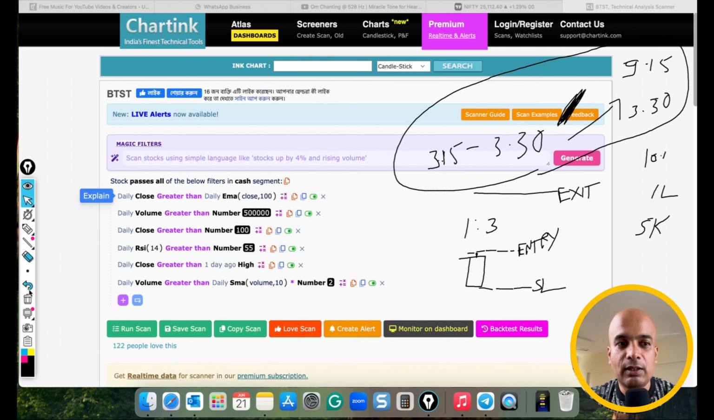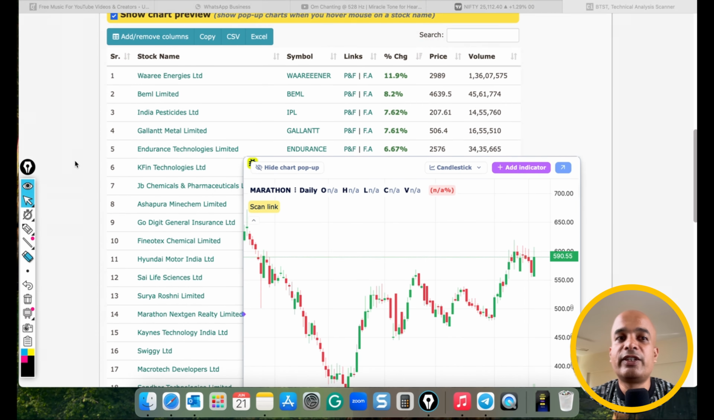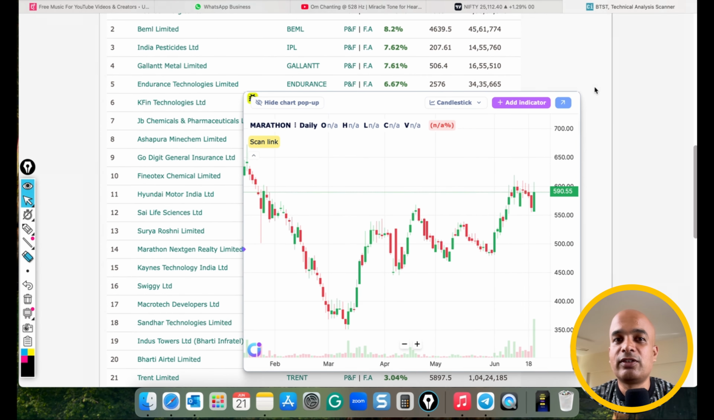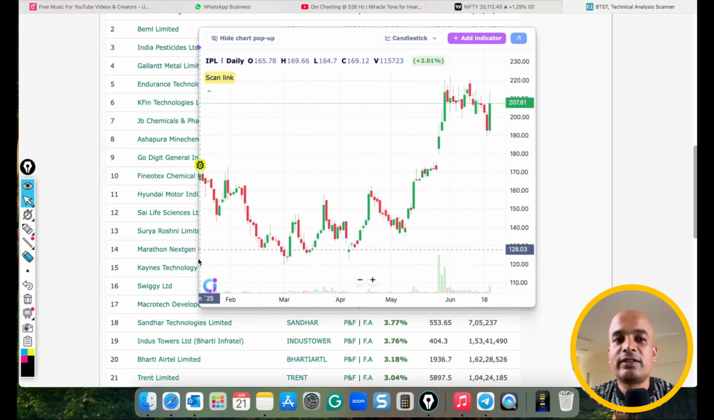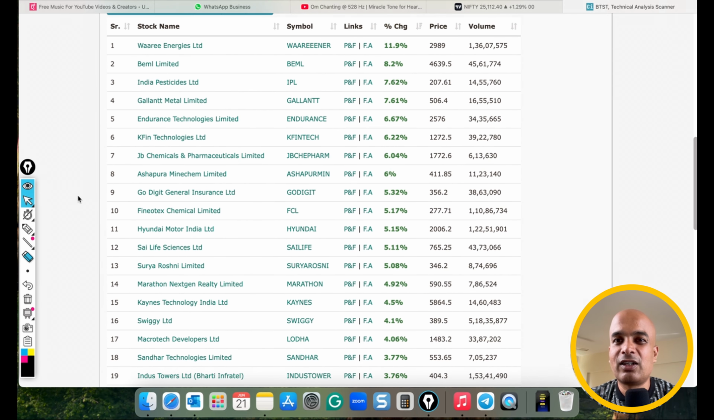Now I will go to this. See, for example, it shortlisted these many stocks, right? It shortlisted these many stocks. So you can check, or you can just place a cursor on this. It will show the stocks actually.